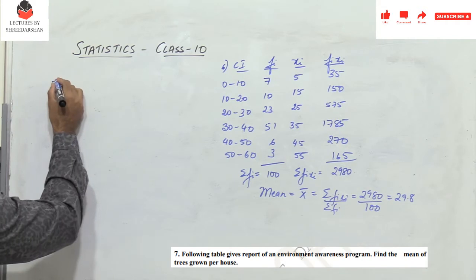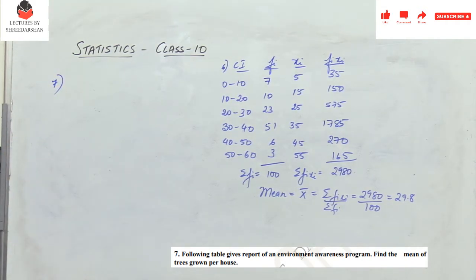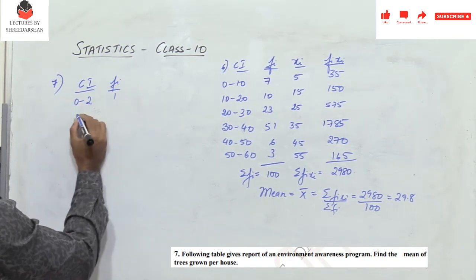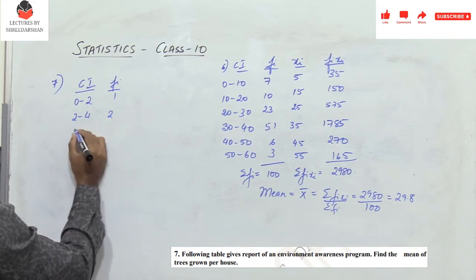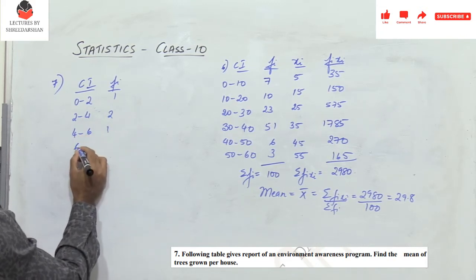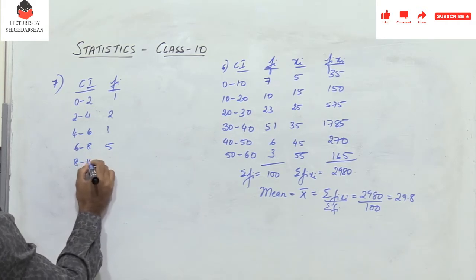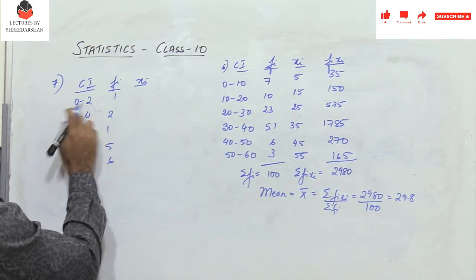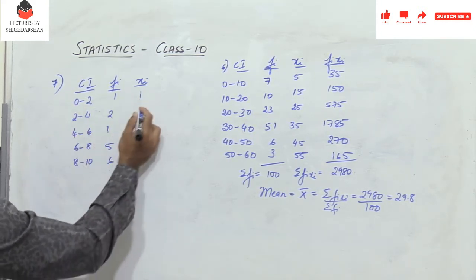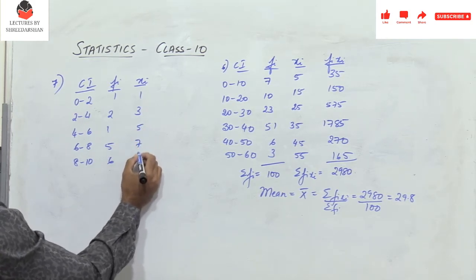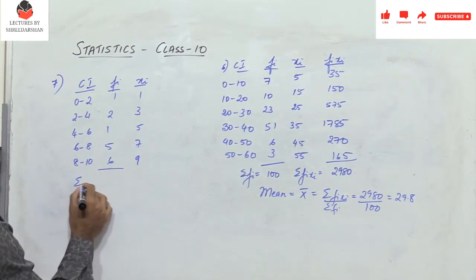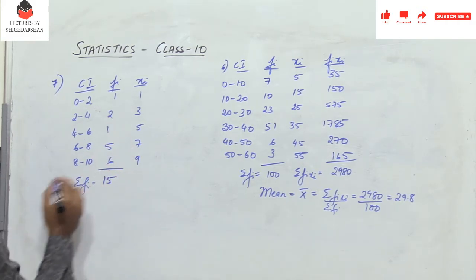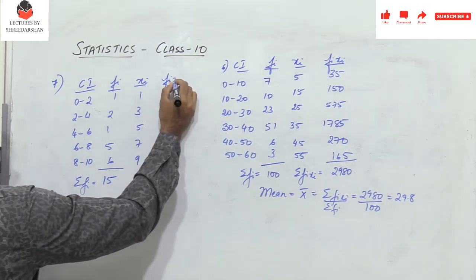So the last problem, you need to find the mean number of trees grown per house. So you have the class interval 0 to 2 trees, you have one house. Next 2 to 4, 2, 4 to 6, 1, 6 to 8, 5, 8 to 10 is 6. So first find xi. Xi is 2 plus 0 by 2, which is 1. So go on adding 2. You get 3, 5, 7 and 9. Find summation fi. So you get 6 plus 5 is 11, 12, 13, 14, 15. It is 15. Then find fi xi.